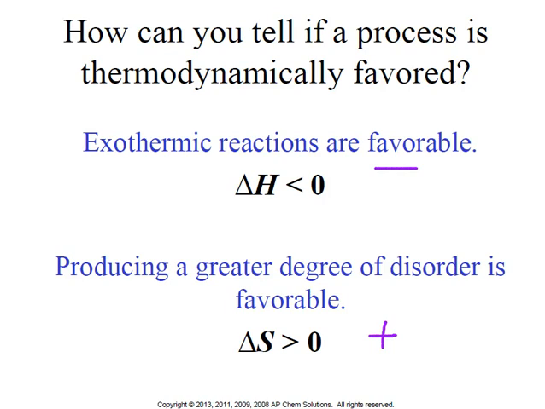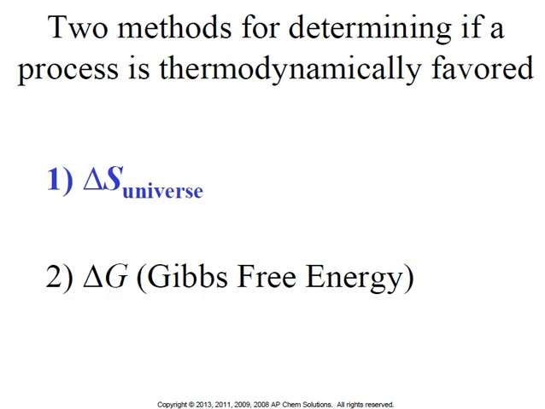This is our main goal in talking about delta H and delta S: we need to be able to determine if a reaction is favorable or not. We have two methods for doing that. One is by looking at the entropy of the universe, because we know from the second law of thermodynamics that the entropy of the universe is always increasing. So if our process increases the entropy of the universe, then we know it's favored. Another thing we can look at is the delta G value, or what is called the Gibbs free energy.